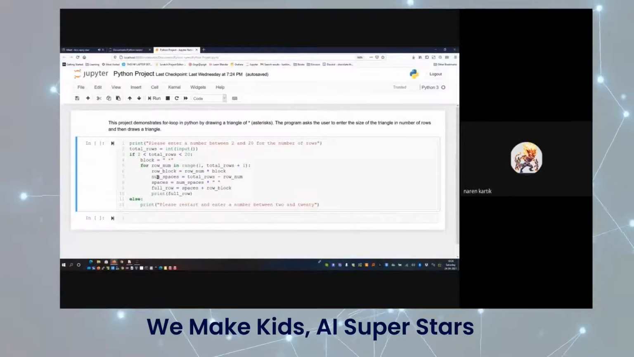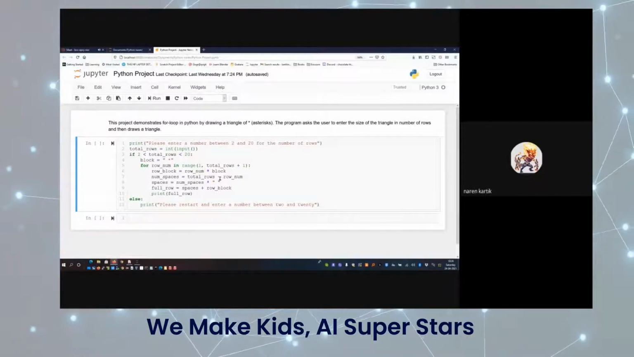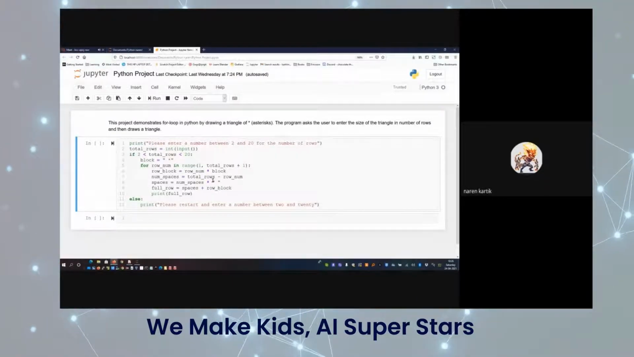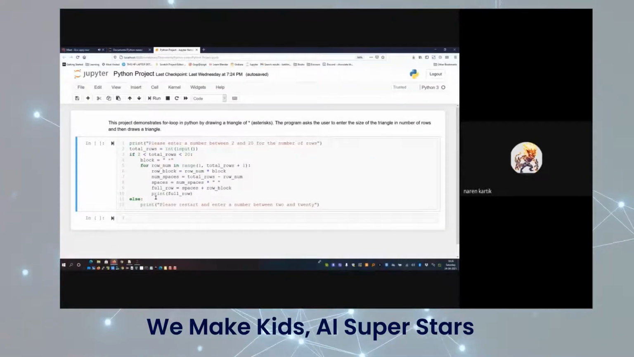Next, we create the num spaces, which is the number of spaces, which is total rows minus row number, which I told you in the presentation. And then we print the full row, which is the spaces plus row block. So that will equal the full row, and then we print the full row.